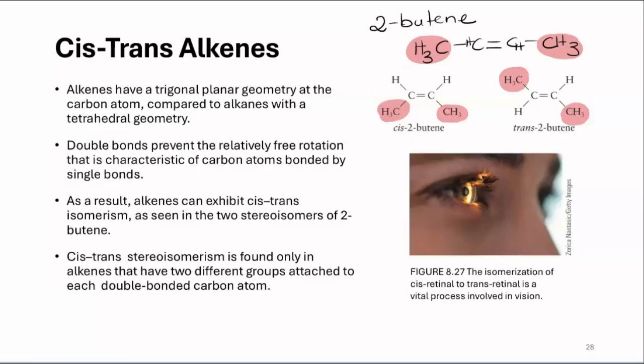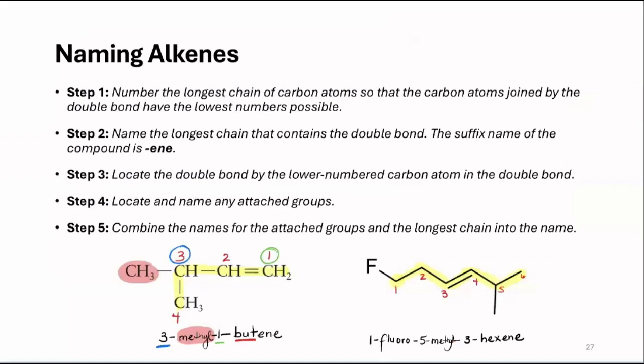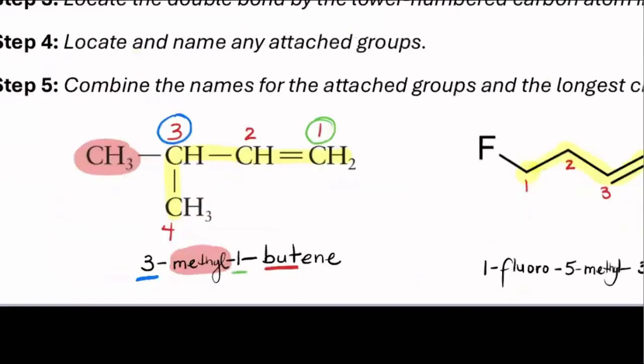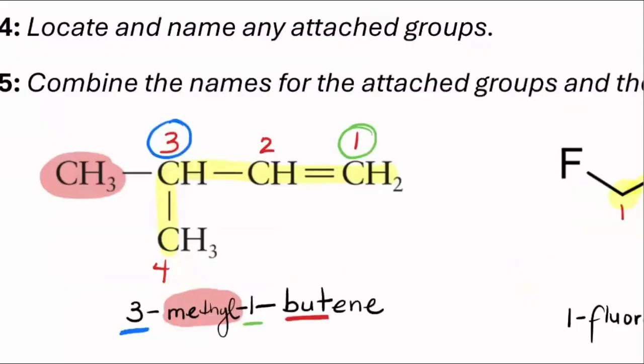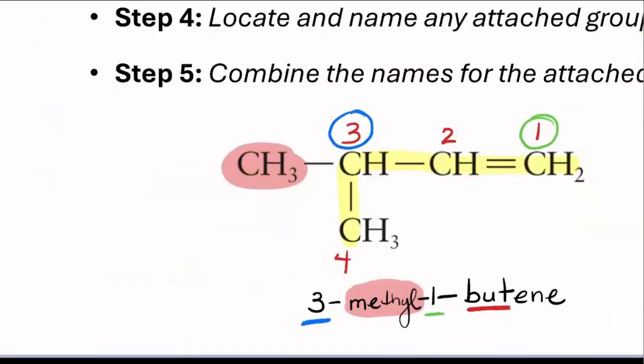Now, let's see how we apply this concept of cis and trans to naming alkenes. I'm going to first go back to the examples that we just did for naming alkenes to show that not every alkene has cis and trans isomers. So let's go back to the two examples that we have here. I'm going to redraw the skeletal formula for 3-methyl-1-butene to look at it more closely. So I'm going to do it right here in the corner.